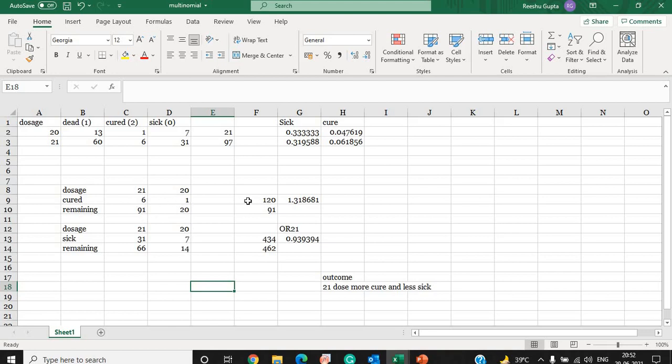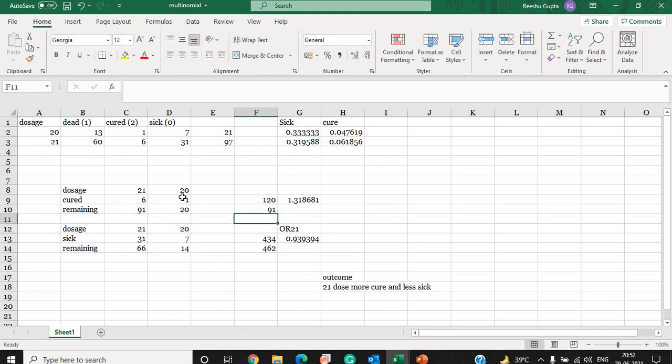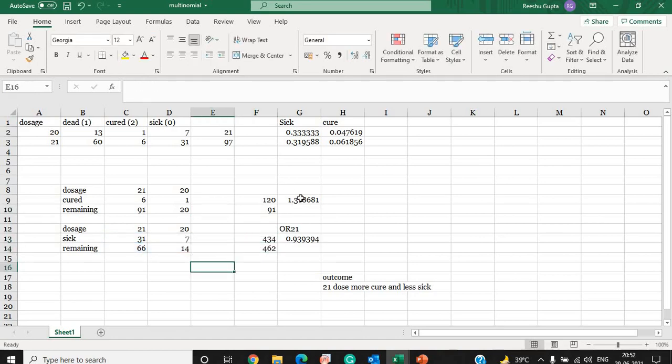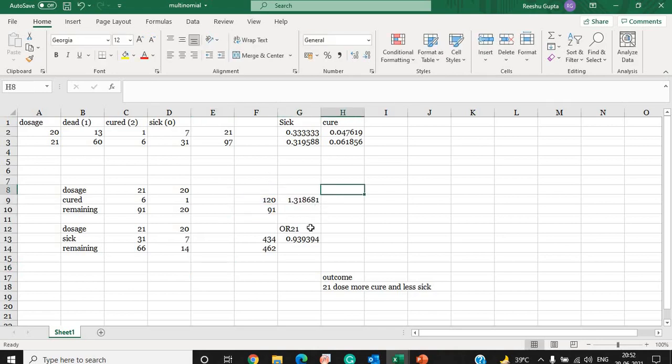You will calculate this with this, and here you will calculate this with this. Similarly, here you do this versus this. Then your OR of being cured is 120 by 91, which is 1.31. And for sick, this divided by this is 0.93. So we are calculating with respect to the 21 microgram dose.